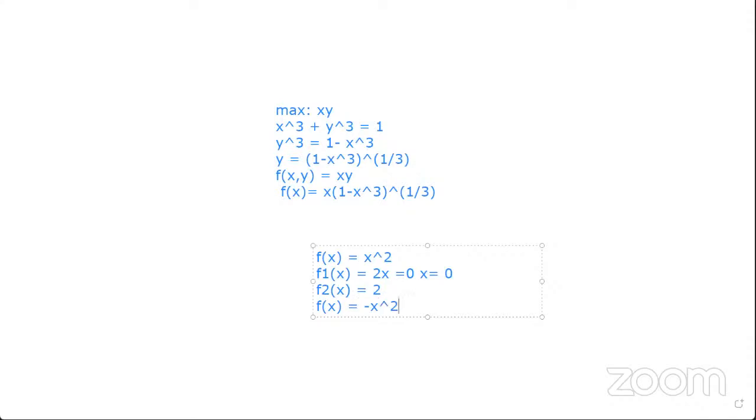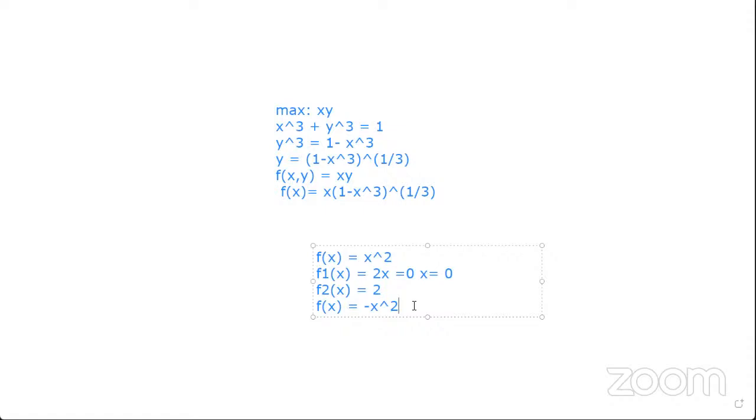Minus x square. Now for this f dash of x, you'll get minus 2x. Equate it to 0, you'll get x as 0. Then you do f double dash of x, you'll get minus 2 as the answer. Since f dash of x is 0 and f double dash of x is less than 0, at x equals 0 you'll have a maximum. All right. Am I making sense?